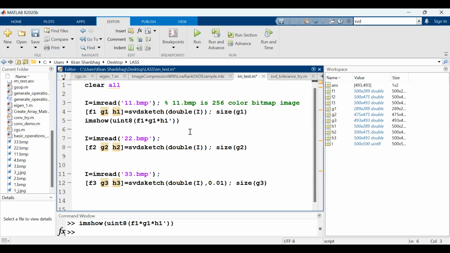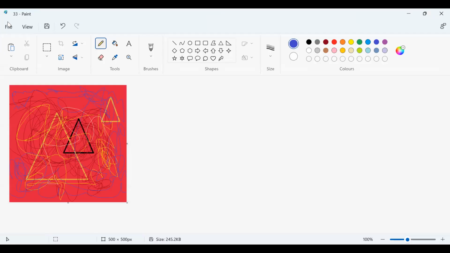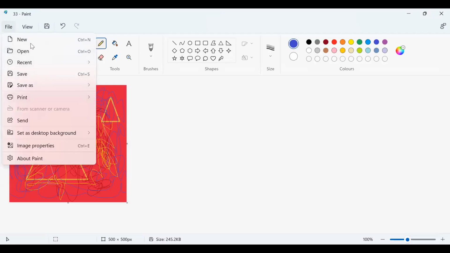Now to make things better, let me take another set. I have another set of images here. Let me take you to Paint. Earlier I had converted the images. I kept some simple images. Where are they? Here. Now I am in Paint. Now can you see? I have another set of images here.